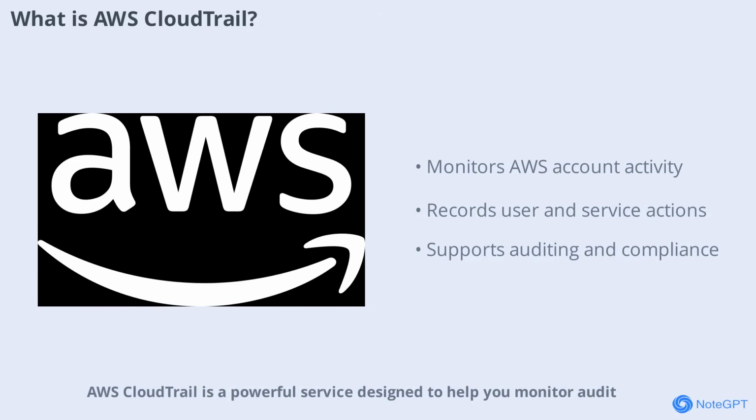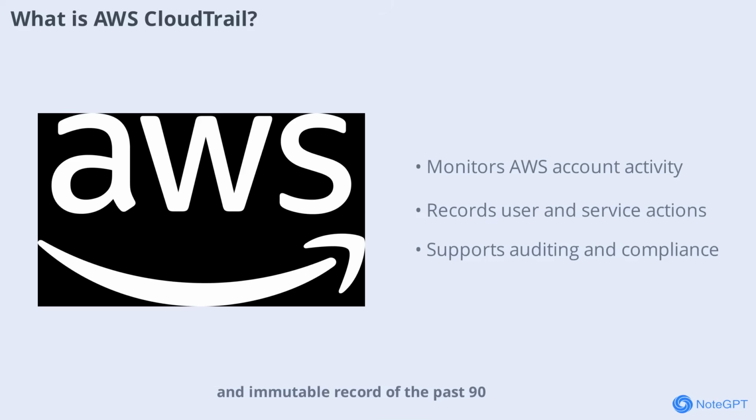AWS CloudTrail is a powerful service designed to help you monitor, audit, and secure your AWS environment. It automatically records actions taken by users, roles, or AWS services as events. These events capture activity from the AWS Management Console, CLI, SDKs, and APIs, giving you a comprehensive view of what's happening in your account. CloudTrail supports three main ways to record events: Event History, CloudTrail Lake, and Trail.